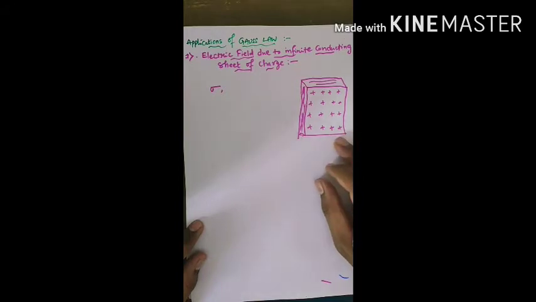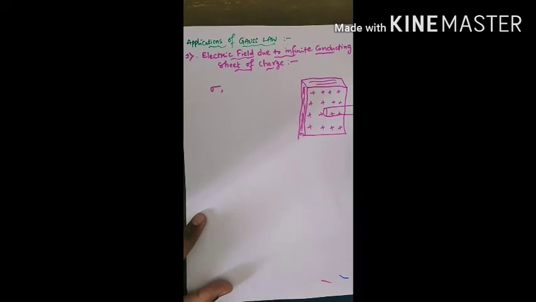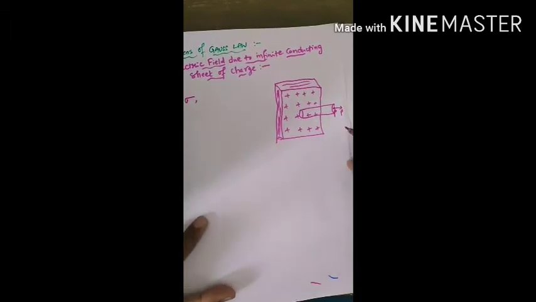For this we construct a cylindrical Gaussian surface. See here, this is a cylindrical Gaussian surface. That is an imaginary surface. Okay, see here, this is the right end, and this is the left end, and this is the middle of the cylinder. Okay, and here the direction of dS is also shown.